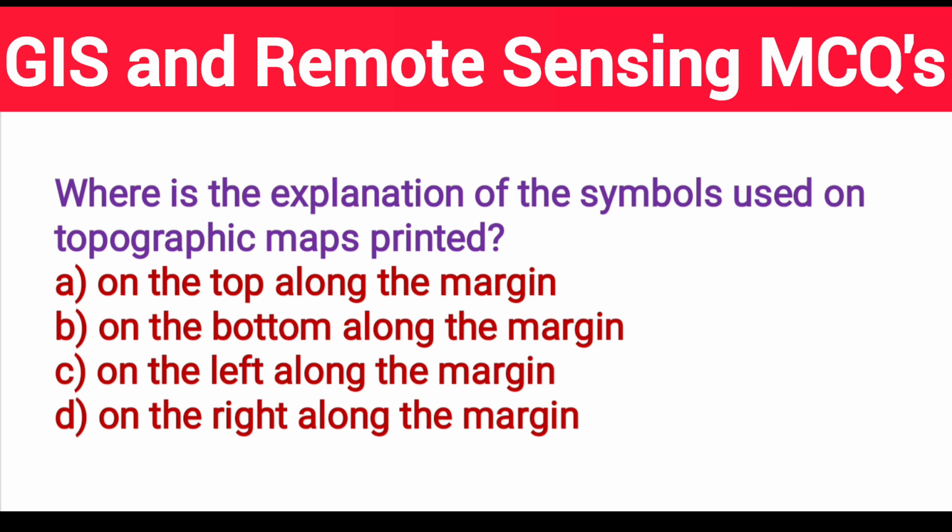Next question, where is the explanation of the symbol used on topographic maps printed? Option A, on the top along the margin. Option B, on the bottom along the margin. Option C, on the left along the margin. Option D, on the right along the margin. So the correct answer is option B, on the top along the margin.